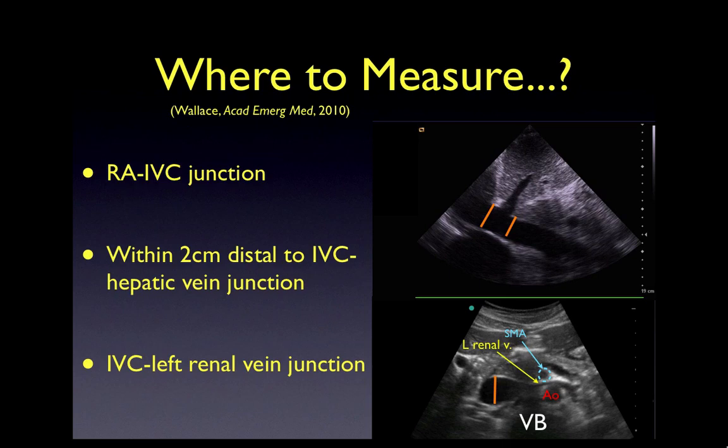However, I can tell you anecdotally, it's easier to consistently visualize the IVC within 2 centimeters distal to the hepatic vein junction than it is to visualize it at the IVC left renal vein junction. So I would recommend visualizing the IVC within 2 centimeters distal to the IVC hepatic vein junction.